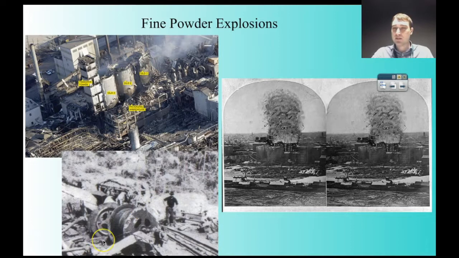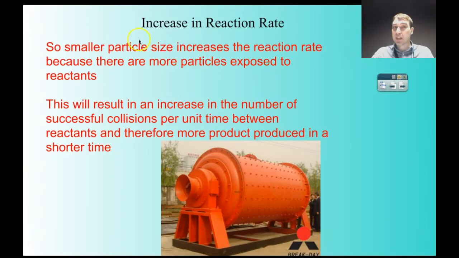This was a mine disaster in Australia at Mount Milligan. It was coal dust, so coal dust in the air caught fire. There was a huge explosion and it killed a lot of people. So if you have smaller particle sizes, that means you have an increased reaction rate because there's more particle surface area exposed to your reactants. That results in an increase in the number of successful collisions between the reactant particles per unit time, and that leads to more product being produced in a shorter time, and that increases the reaction rate.